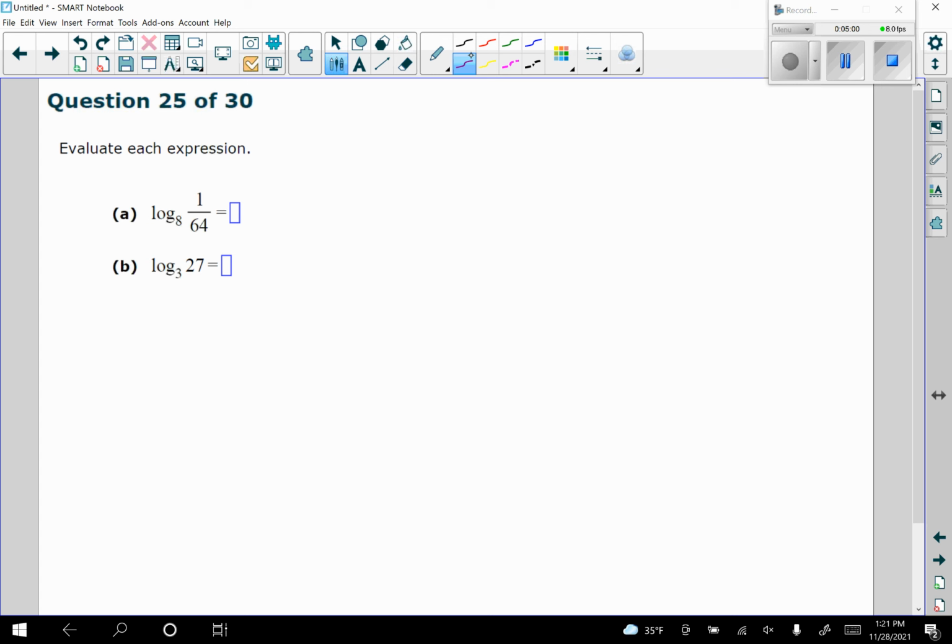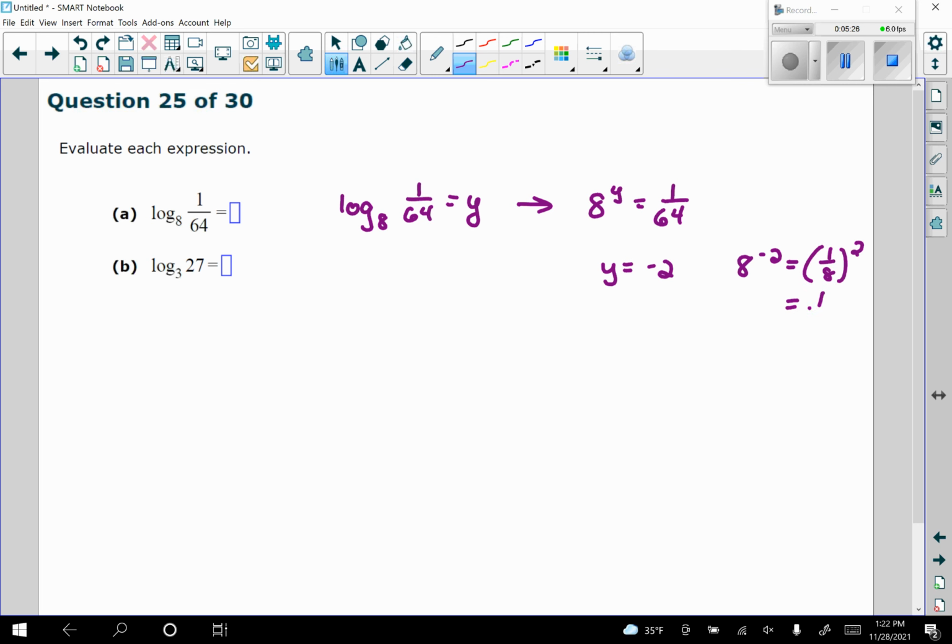All right, here we're just asked to evaluate each expression. So I want to rewrite this. We could say log base 8 of 1 over 64 is equal to y. So then this becomes 8 to the power of y is 1 over 64. Now this is a reciprocal of 8 squared, so that means y is equal to negative 2 because 8 to the negative second becomes 1 over 8 squared, which is 1 over 64. So this is negative 2 for this answer right here.